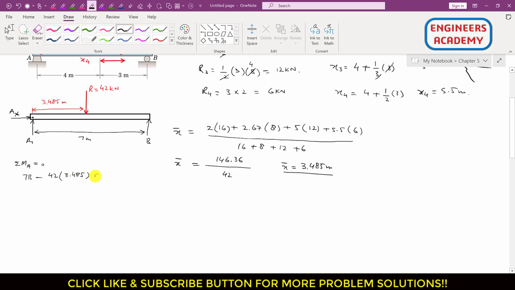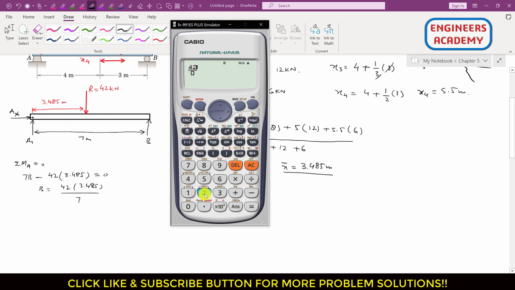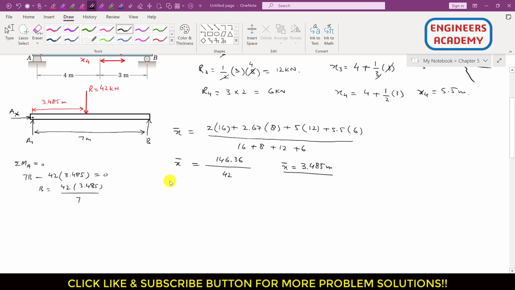This is equal to 0, or we can say that 7B equals to 42 into 3.485, or we can divide both sides by 7, so that will give us that reaction at the roller support. So this is 42 into 3.485 divided by 7, so this is 20.91. So B equals to 20.9 kilonewton, right?